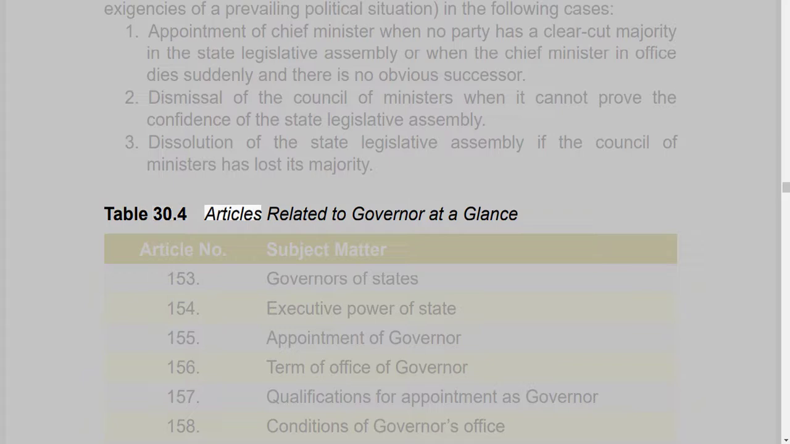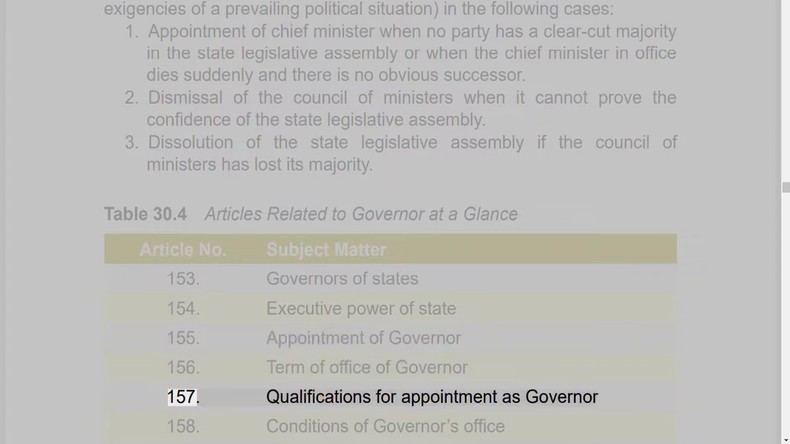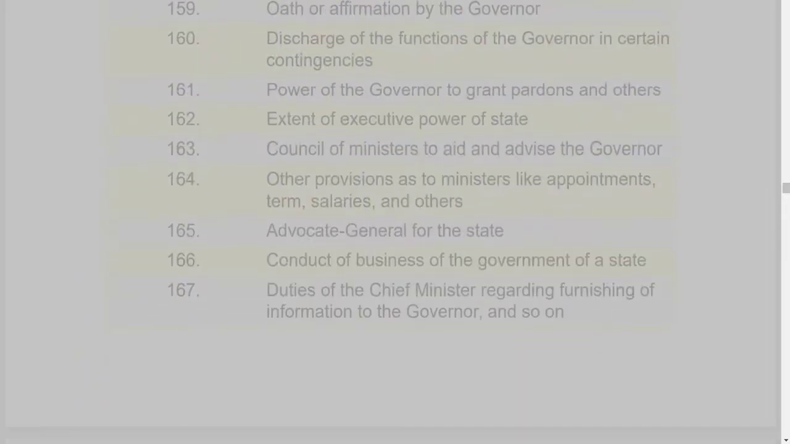Table 30.4 Articles related to governor at a glance. Article No. Subject matter. 153. Governors of states. 154. Executive power of state. 155. Appointment of governor. 156. Term of office of governor. 157. Qualifications for appointment as governor. 158. Conditions of governor's office. 159. Oath or affirmation by the governor. 160. Discharge of the functions of the governor in certain contingencies.